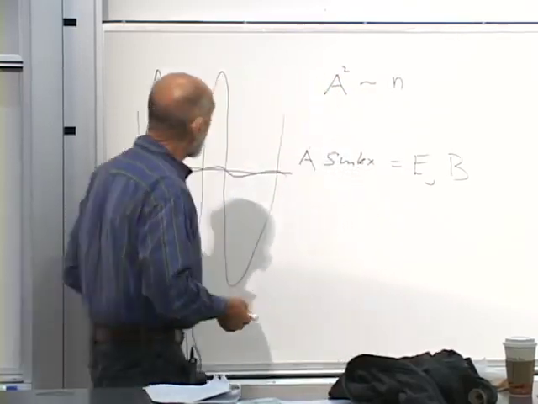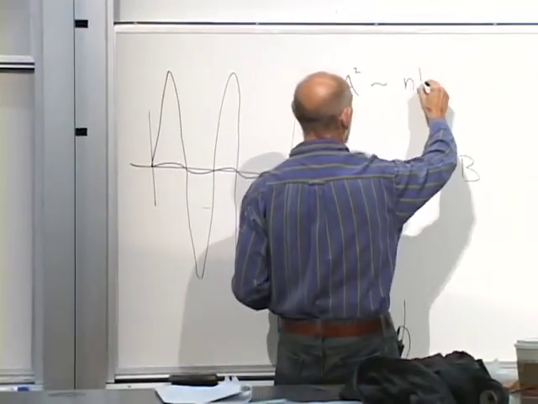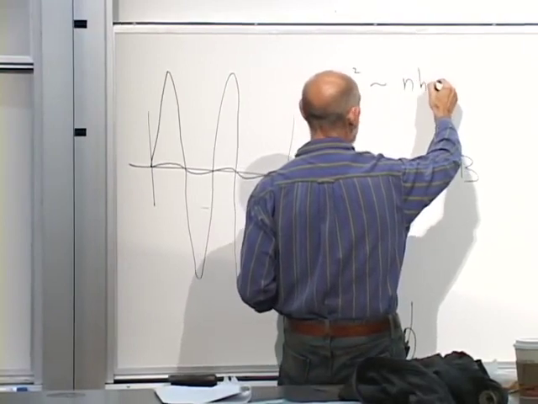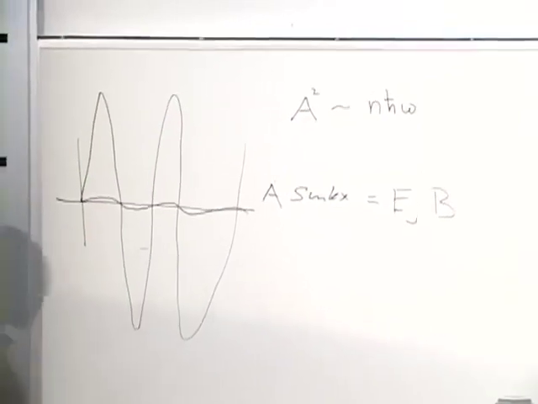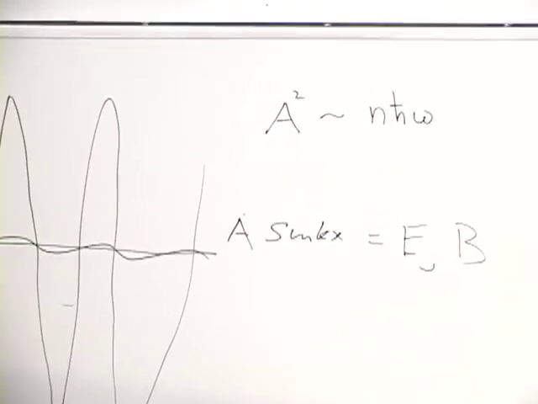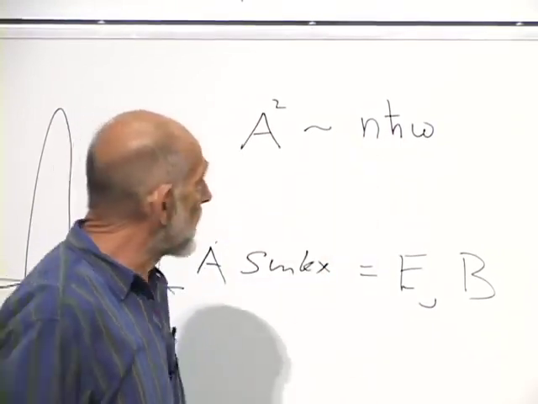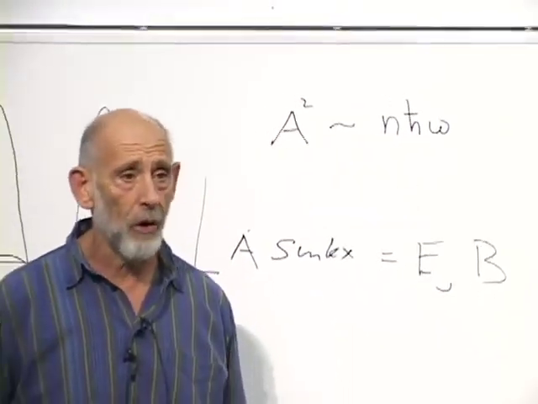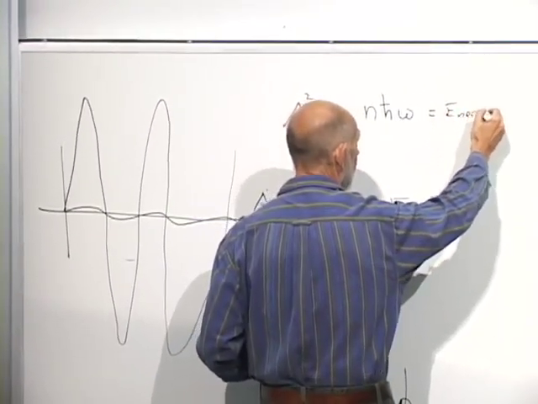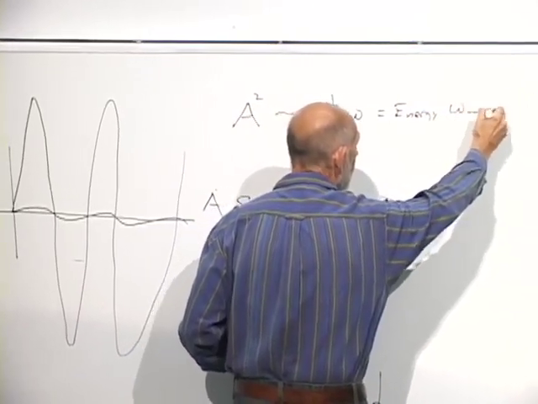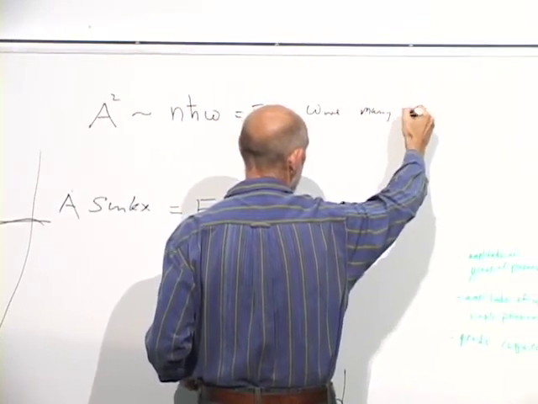Now, there's a factor of h bar in there because the square of the amplitude is the energy, and we should have an h bar omega in the energy. So the square of the amplitude is proportional to h bar and n. Now, of course, the point is that h bar is an extremely small number. This is the energy of the wave. Another way of writing the energy of a wave with many photons. Not a single photon, but many photons.